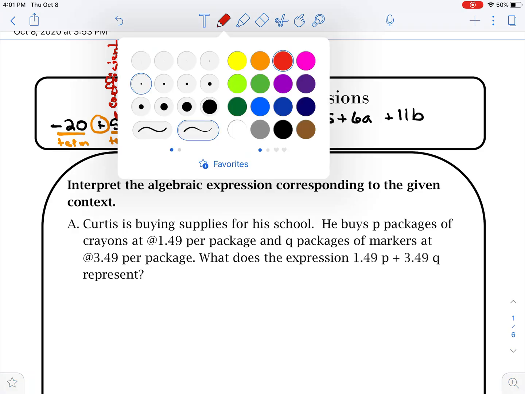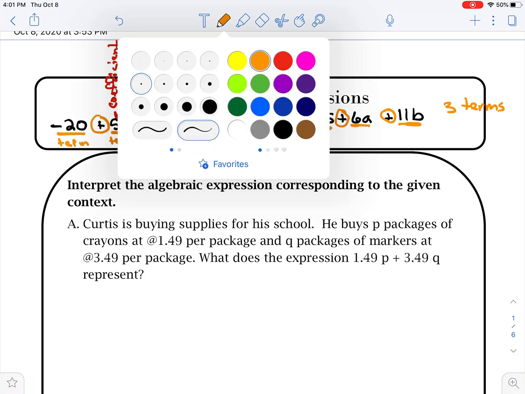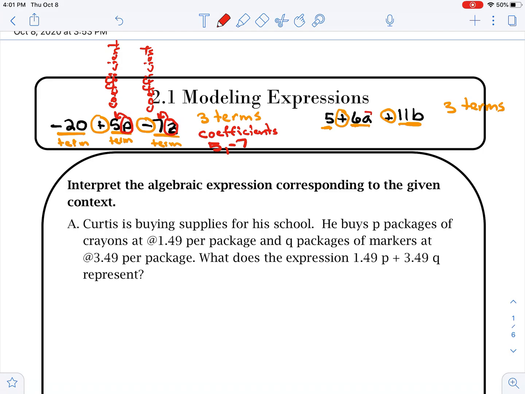So let's go ahead and do it for this one. Again, we want to identify our terms. I have addition here, addition here. So that means I have a term here, a term here, and a term here. So we have 3 terms once again. And then we look at our coefficients. So we look at our variables. I have a variable a, I have a variable b. So what's in front of them? My coefficients would be positive 6 and positive 11. So that's what we look at.